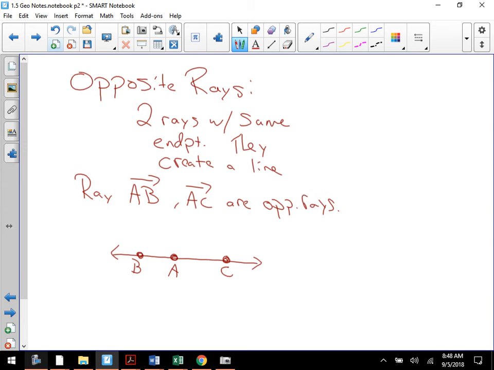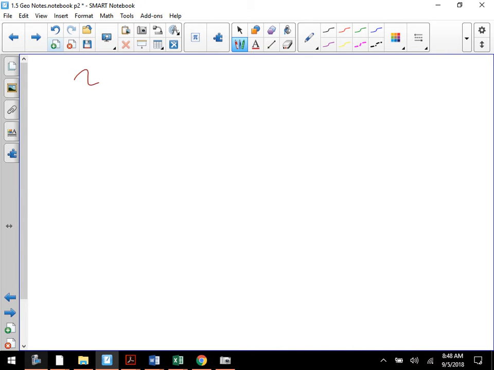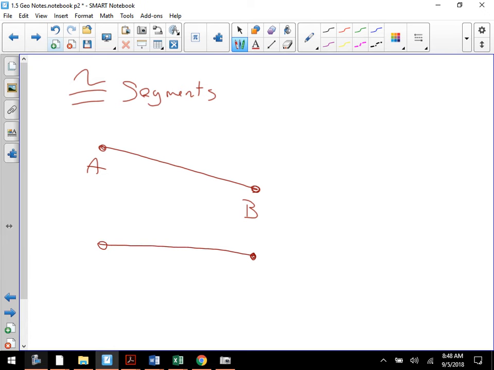Let's see, what was the other one that I had there? I want you guys to draw a couple examples. How do you show segments are congruent? Perfect. You guys remember that symbol? It stands for congruent. Congruent segments. It would look like that. That would show that the two segments are the same.